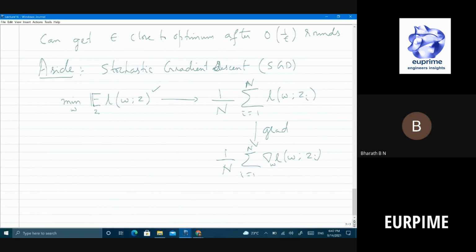What do people do? See, you have to do this each time you call the gradient. How many times do you call the gradient? Even if it is convex, to get epsilon accuracy, you have to call it on the order of 1 by epsilon times. If you want an accuracy of 10 power minus 5, you have to call it 10 power 5 times. It's ridiculous, right?